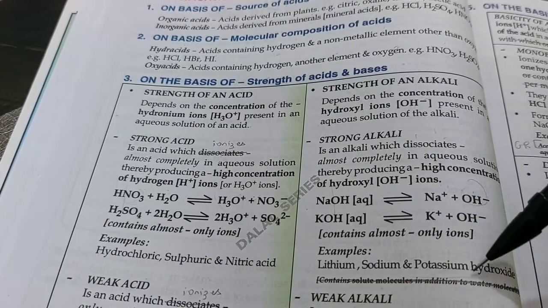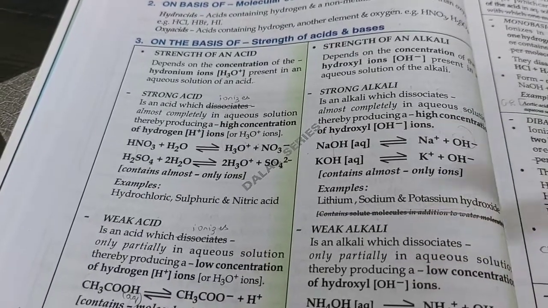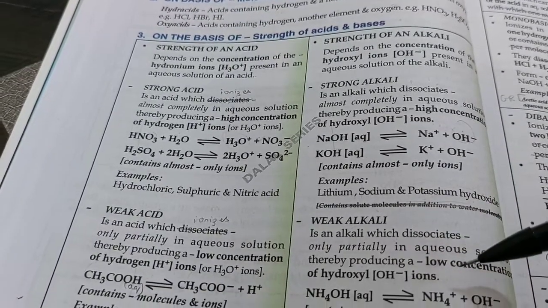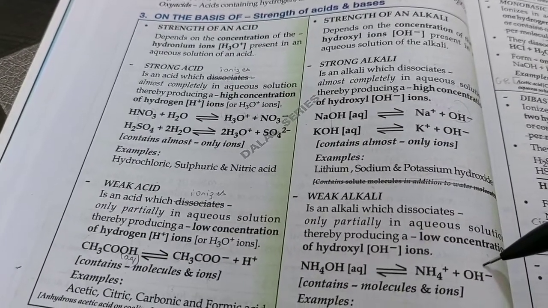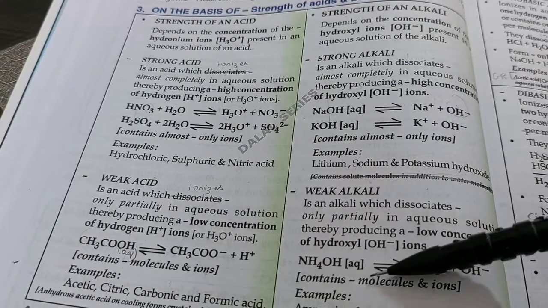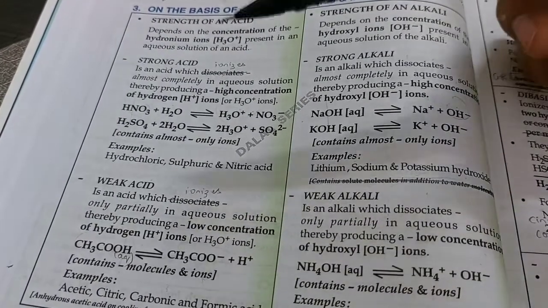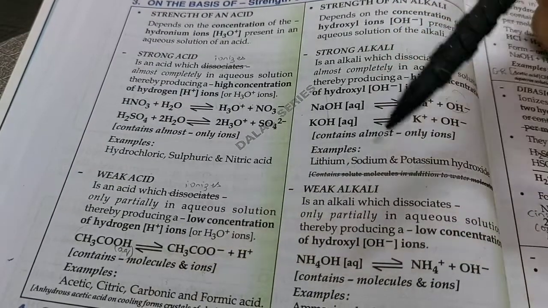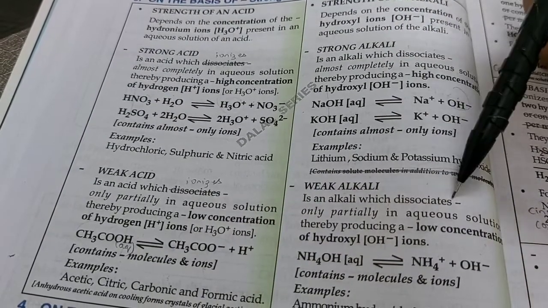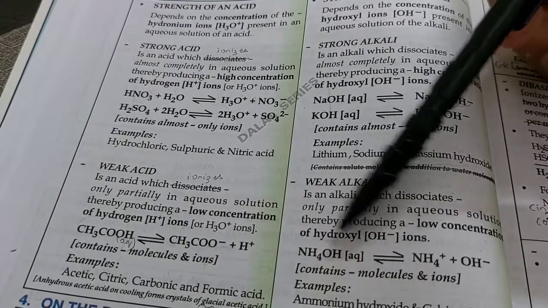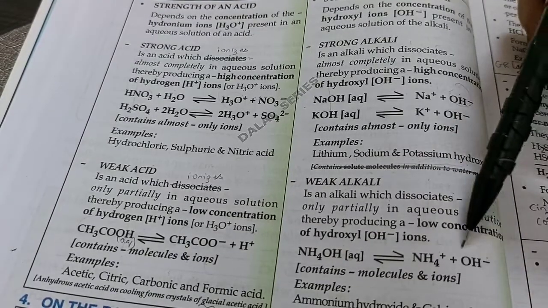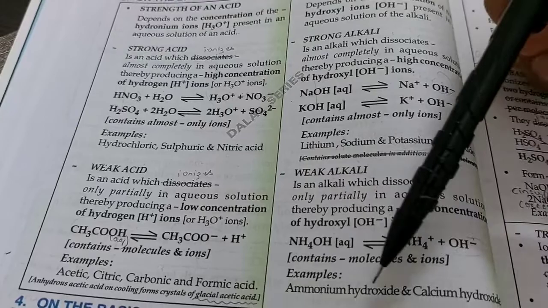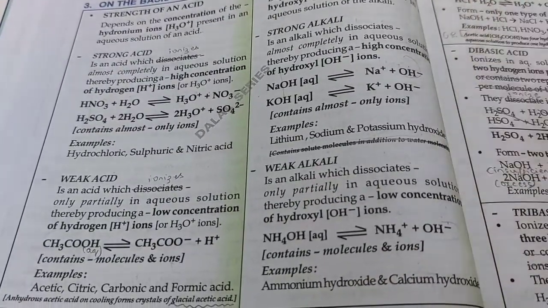Weak alkalis, on the other hand, as you can guess, have a low concentration of hydroxyl ions because they dissociate only partially. Notice that for acids we use the word ionize because they have covalent bonds, and for alkalis I use the word dissociate because they have ionic bonds. So the ions are separated, and that's why it's a weak alkali. So learn the examples of strong and weak alkalis.